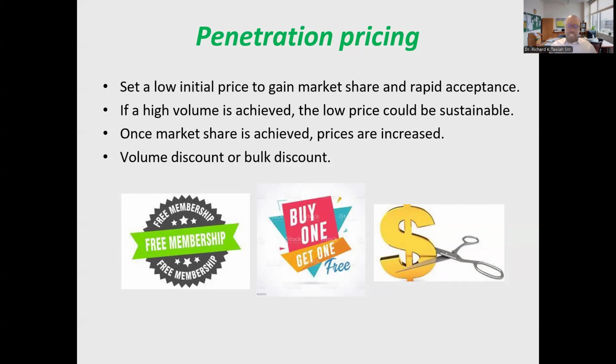So look at the market. People are in, they are selling at £10, £10. You go in and you sell it at £8 or £7. You gain the market share, you sell enough volume, low price, could be sustainable. Then once the market share is achieved, increase your price. Here, you could introduce volume discounts, bulk discounts to make your way through.